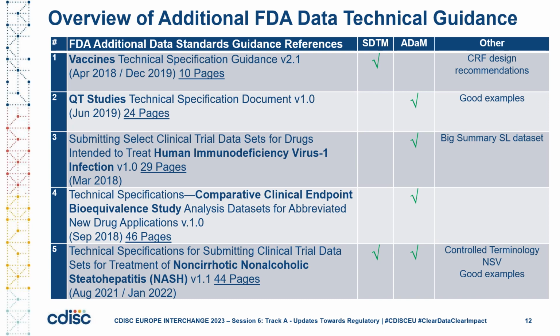The HIV guidance, and that's something I will mention later on, has again only ADaM, and the same goes for bioequivalence. You see also that the number of pages is quite different. Some of these guides are quite big, like the bioequivalence one, which is about 50 pages of specification. And the last one, as I said, the most recent version, also contains good examples, like some others.